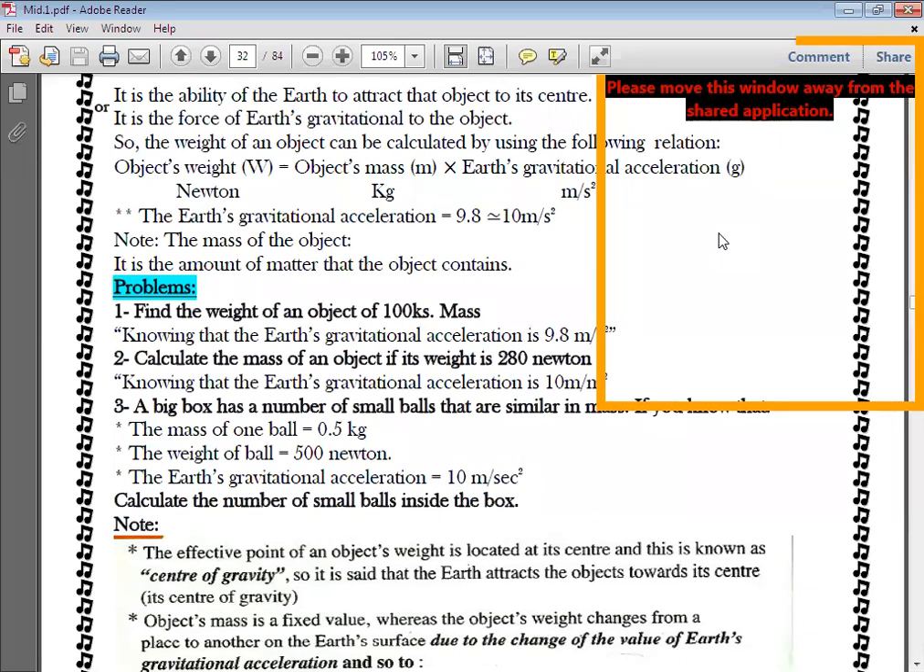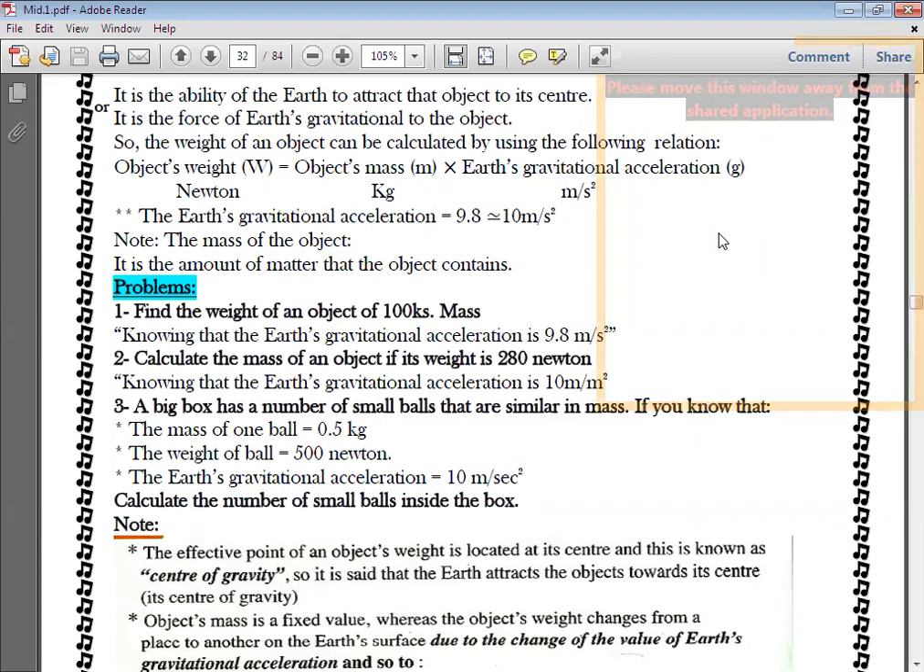To calculate the number of balls, the weight of all balls, 500 Newton, divided by the weight of one ball, 50 Newton, equals 100 balls. Okay?